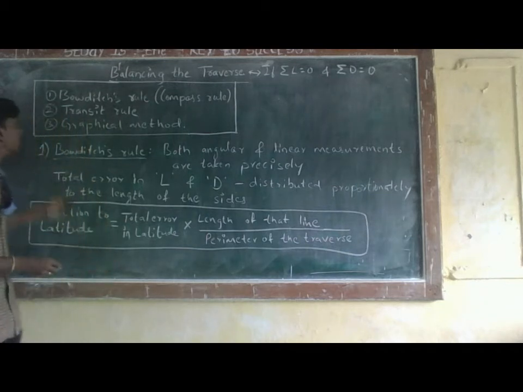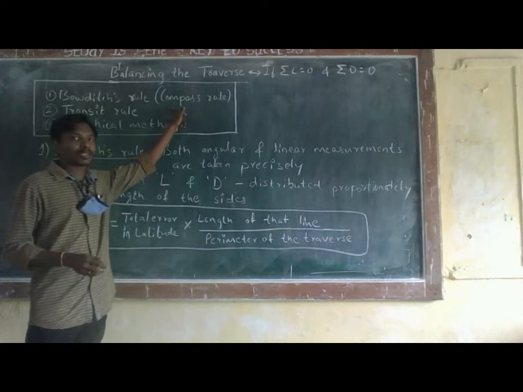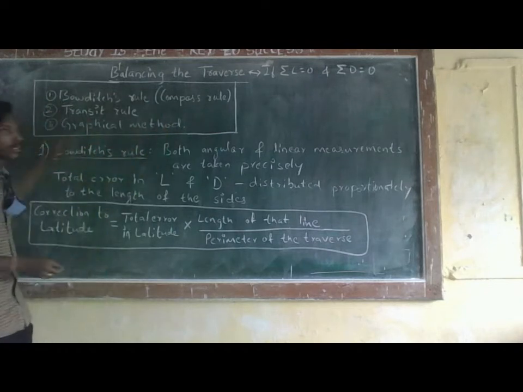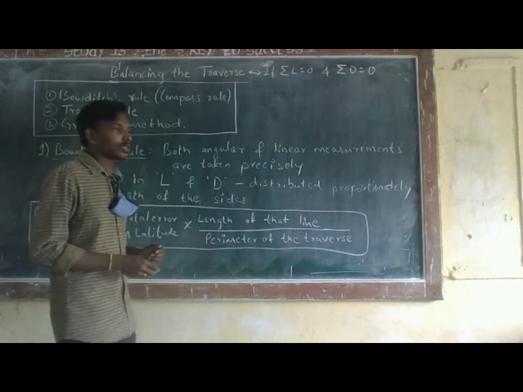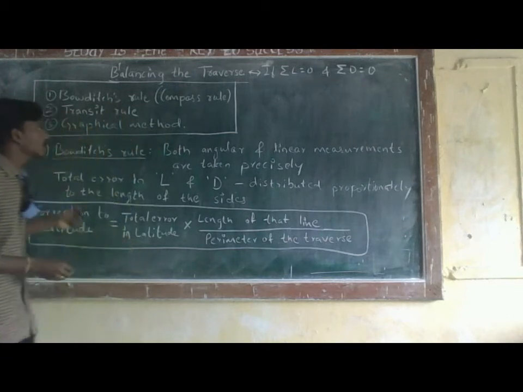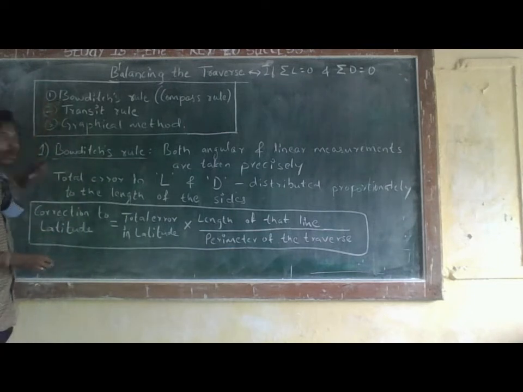There are three methods to balance the traverse. The first one is Bowditch's rule, also called the compass rule. The second one is the transit rule. The third one is the graphical method. For the diploma syllabus we have two methods, Bowditch's rule and the transit rule.